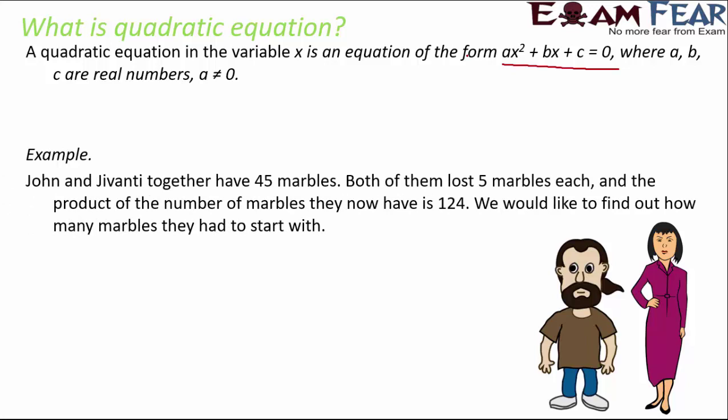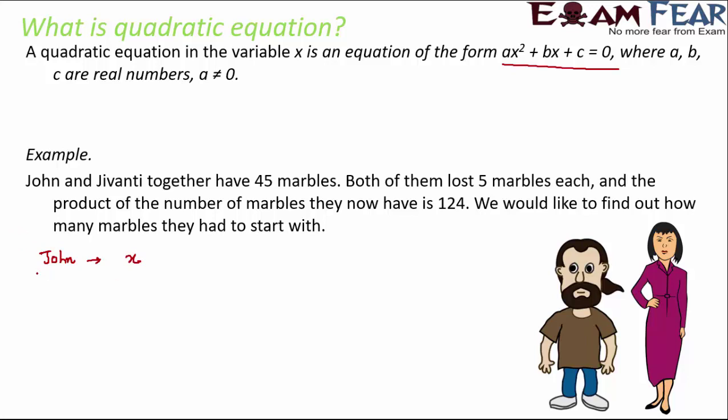Let's look at this example. It says that John and Jivanti together have 45 marbles. Both of them lost 5 marbles each, and the product of the number of marbles they now have is 124. So we would like to find out how many marbles they had to start with. Okay, so let's look at this situation. Let us assume that John had x marbles, because we do not know the exact number. So we are just assuming it to be a variable x.